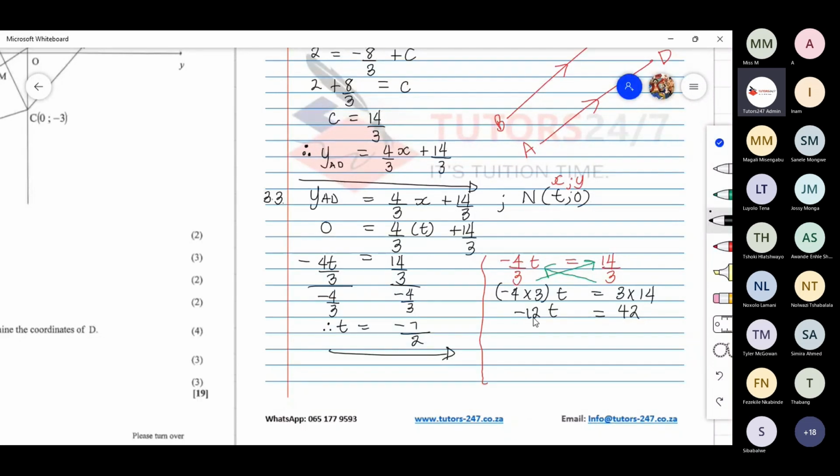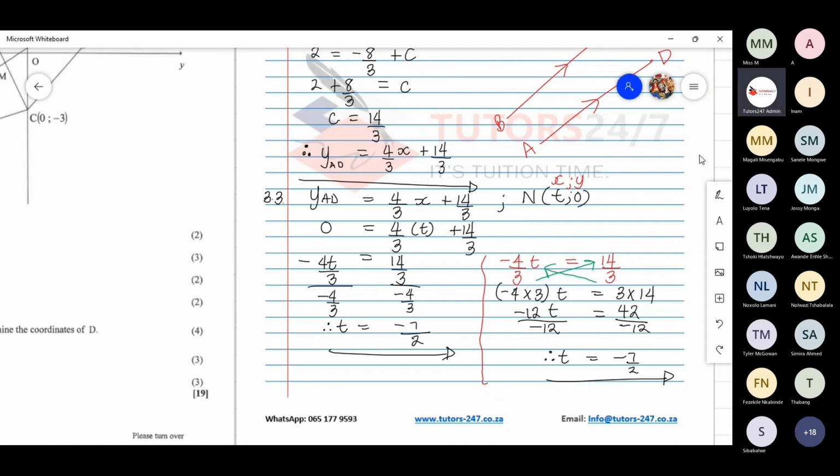Now from here, so that is just the cross multiplying part. From here, all you need to do is divide both sides by negative 12, because that is your coefficient of t. So negative 12 divided by negative 12 would cancel out on the left. And you can therefore state t equals then 42 divided by negative 12. That would have given you negative 7 over 2. So irrespective of which method you use, you will end up at the exact same value.